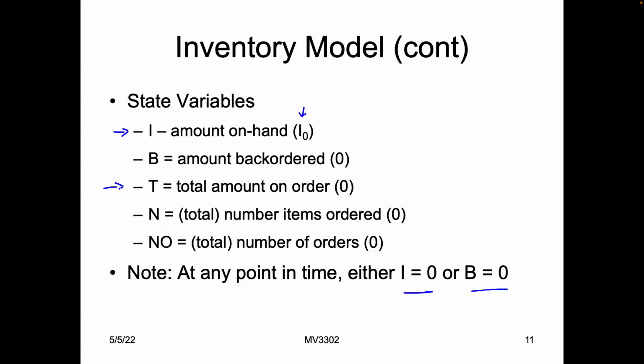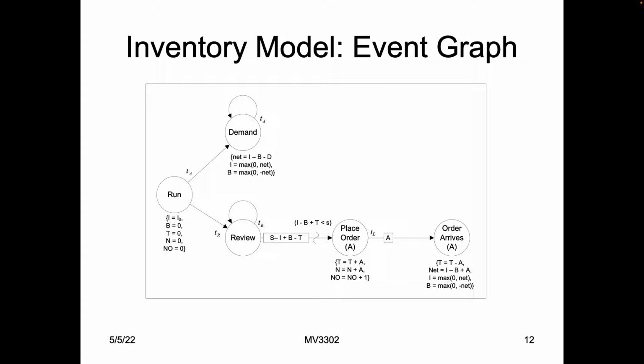The total amount that we have on order would be of interest as well. The total number of items ordered is something where for each item we have to pay, so in a cost model, we would want that. And then the total number of orders, which gets at the fact that each time we place an order, there's a non-trivial cost to us. So we'd want to know how much of all these there are. So let's look at the event graph. It would look something like this.